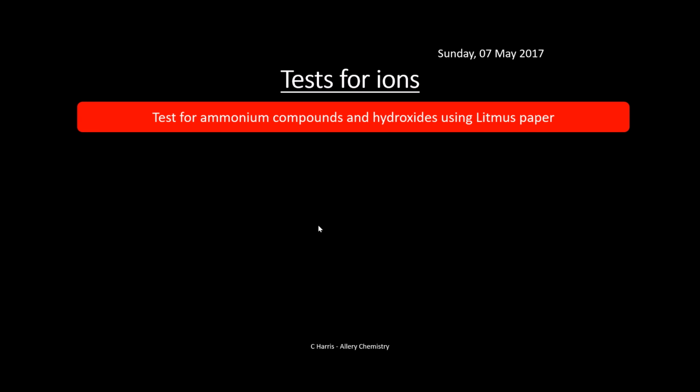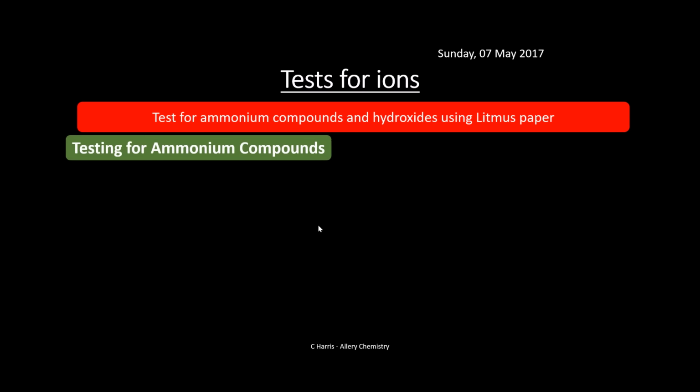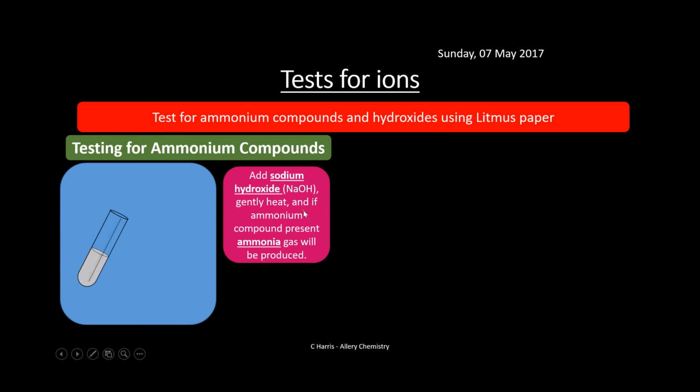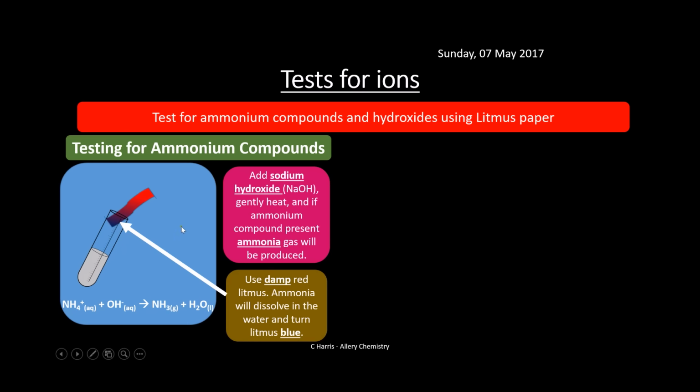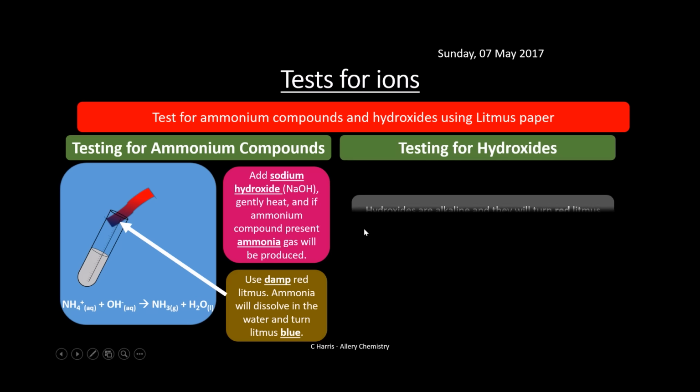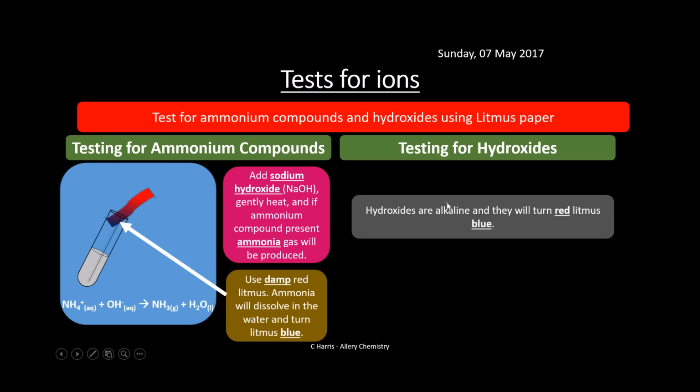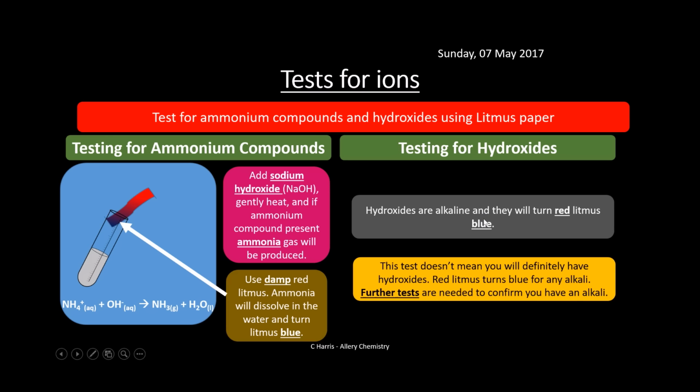Okay. More tests for ions: ammonium compounds and hydroxides. Basically, we can use litmus paper for these. So, testing for ammonium compounds, we add sodium hydroxide to our suspected ammonium compound and gently heat it. If ammonium is present, you'll produce ammonia gas. And all we do is use a bit of damp red litmus paper, and it'll turn blue if ammonia gas has been produced. Here's the overall reaction: ammonium ions plus hydroxide ions produce ammonia plus water.